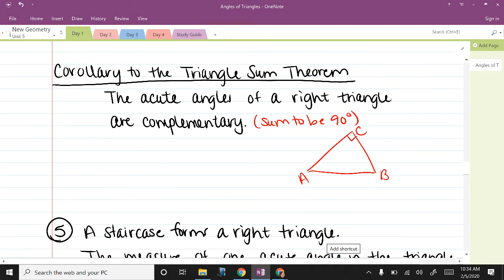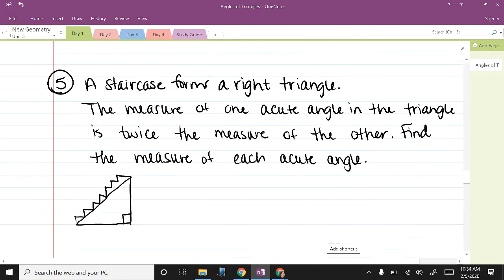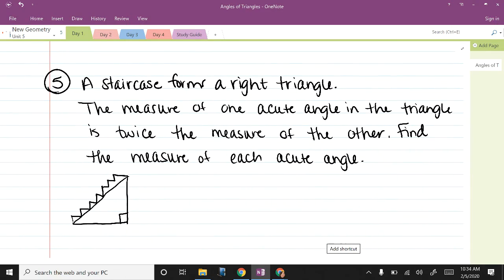Oh yeah, I think we got a word problem. Y'all don't have to write the paragraph. Just draw the little right triangle.